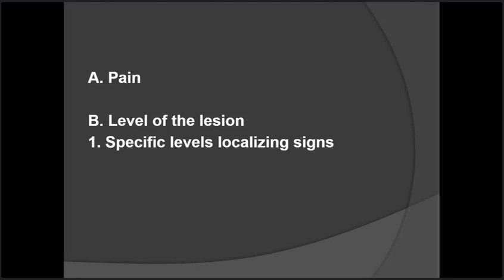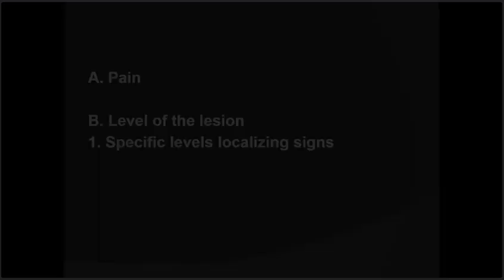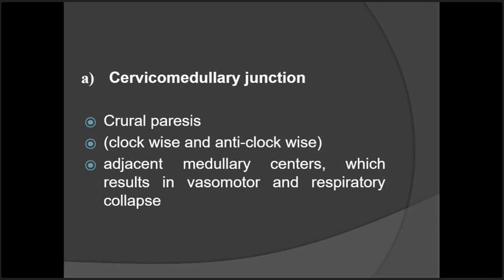Then, after pain, what is the level of the lesion? There is a constellation of manifestations which give specific level-localizing signs. First, the cervico-medullary junction. The cervico-medullary junction gives a special type of presentation because what happens in the anatomy implies the etiology. The cervico-medullary junction is the area of decussation of the corticospinal tract. If the lesion is at this area, it will give a crural paralysis.